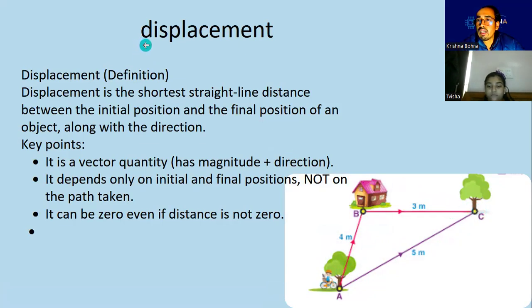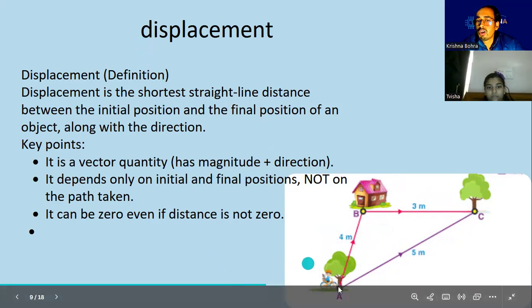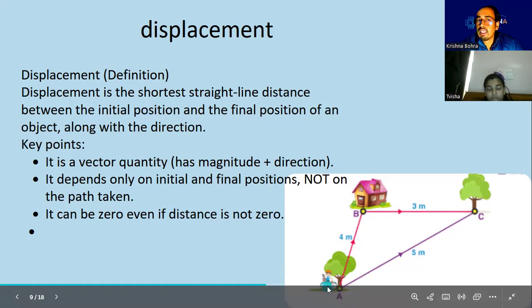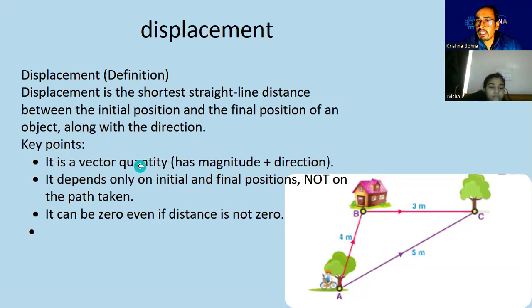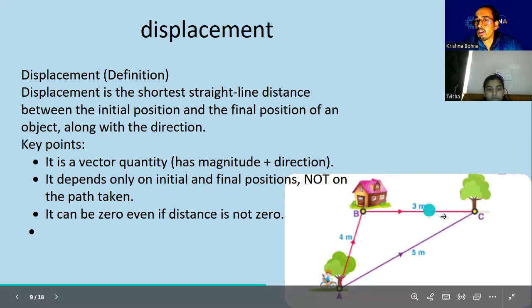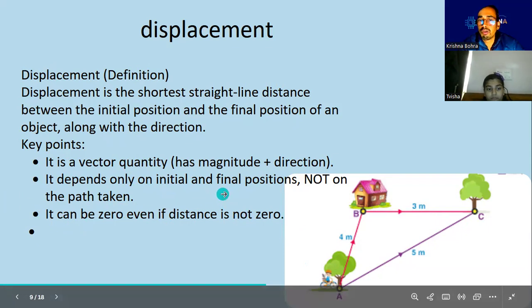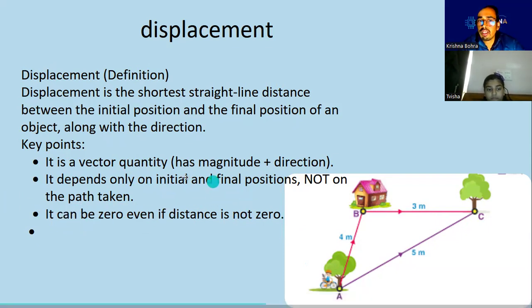When it comes to measuring displacement, displacement is the shortest length possible between two points. Displacement is the shortest straight line distance between the initial position where you were at A and the final position C where you wish to go. It is a vector quantity, it has a direction. We will be discussing this later. It depends only on the initial and final position. Displacement does not depend on the path we traveled. And it can be zero if the distance is zero. I am going to explain this in the next slide. So it depends only on the initial and final position.